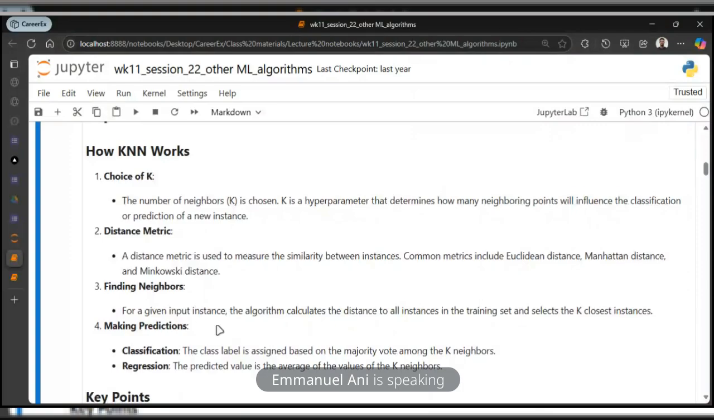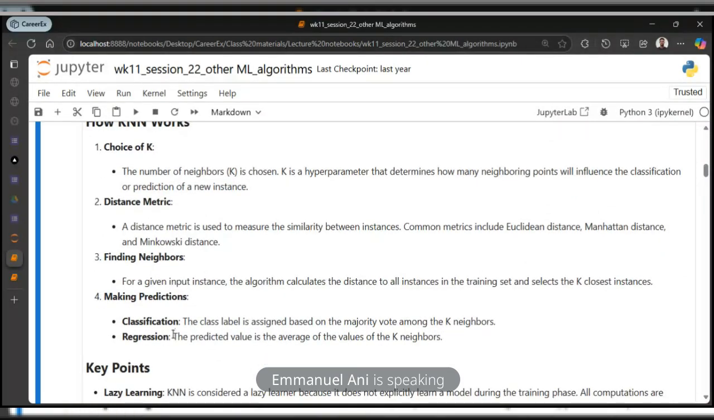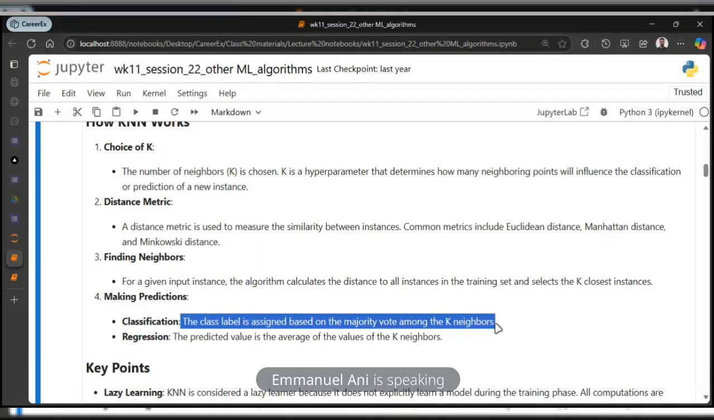It can be adapted to regression as well. For classification, the class label is assigned based on the majority vote among the K neighbors. This is what I've been explaining. When you get the nearest K, you then count the number of classes in the nearest neighbors, and the class with the highest vote is the label that will be assigned to your new data point. So that is how prediction is done in KNN.